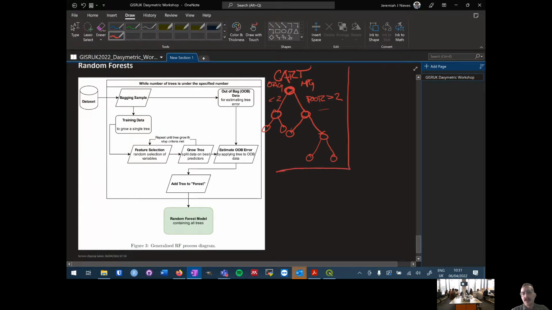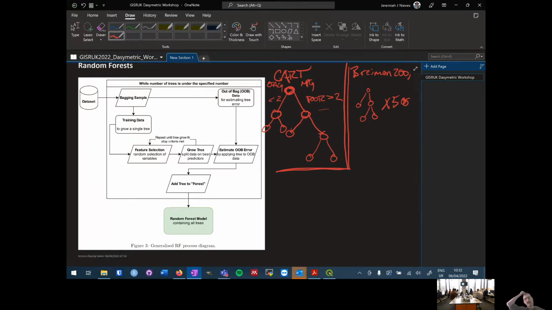So that aside, a random forest is many CARTs. In fact, usually it's about 500 or so at a minimum. And the main paper for this is by Leo Breiman, I believe it's pronounced, from 2001. And there are many different flavors of random forest since, but we're just going to focus on the basic one here.